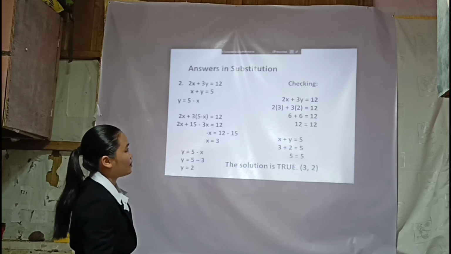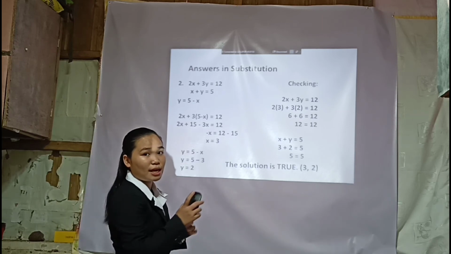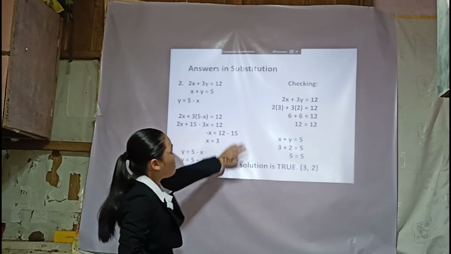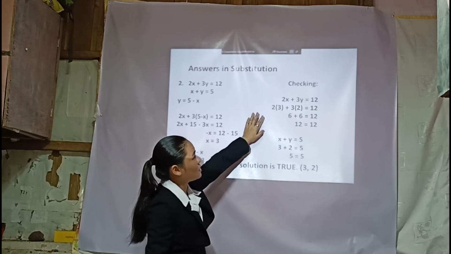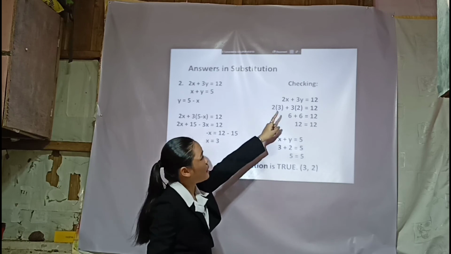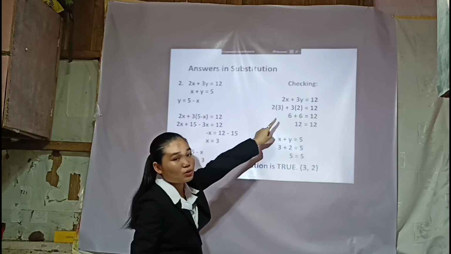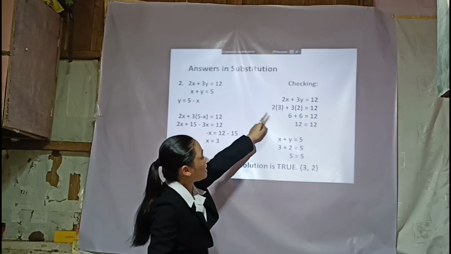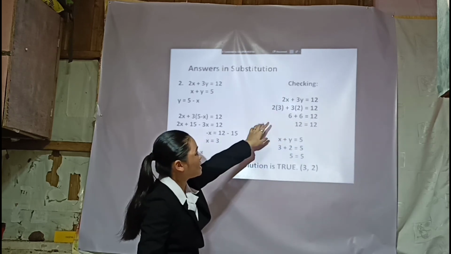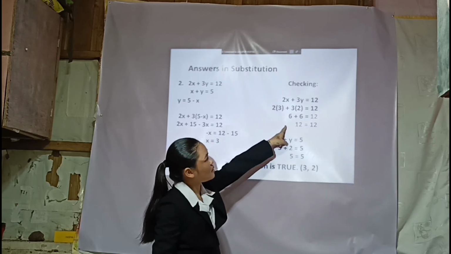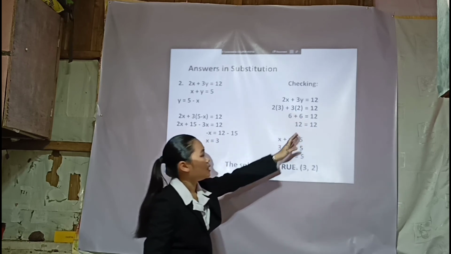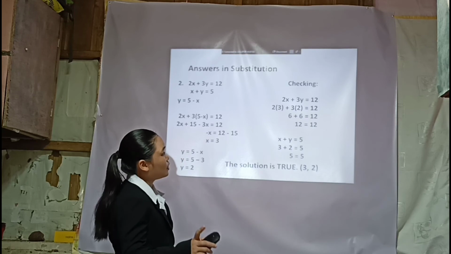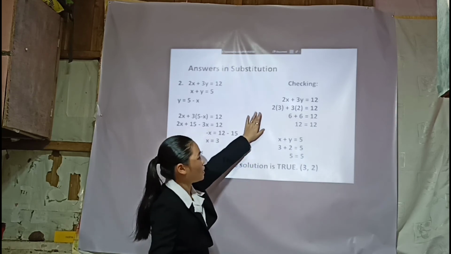So let's check our answer using the original equations. 2x plus 3y equals 12. So substitute the value of x to 3 and the value of y to 2. So 2 times 3 equals 6 plus 3 times 2 equals 6 equals 12. So 6 plus 6 equals 12. So, it is equal. So, therefore, our answer is correct for this equation.